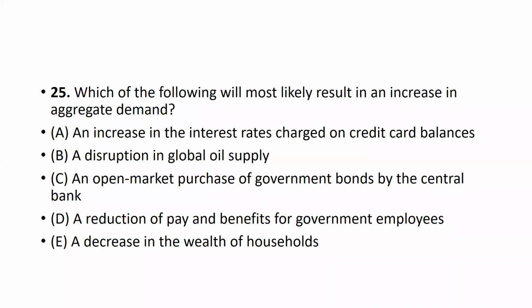Which of the following will most likely result in an increase in aggregate demand? An increase in interest rates. Lowers investment, AD left. A disruption in global oil policy, that's cost-push inflation or stagflation, that's SRAS to the left. An open market purchase of bonds by the central bank, that would lower interest rates, increase investment, aggregate demand to the right. Okay, so C is the answer.